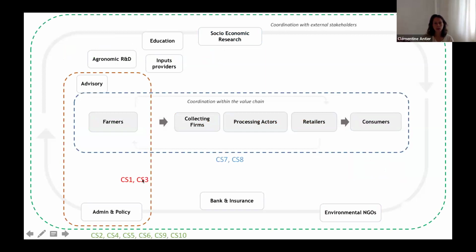So case study 1 and case study 3 are specifically looking at what farmers implement in relation to how policies are designed. Case studies 2, 4, 5, 6, 9, 10 have a sector level framing. And case studies 7 and 8 will look at a specific value chain in a specific region. So this is important to then interpret the data correctly.